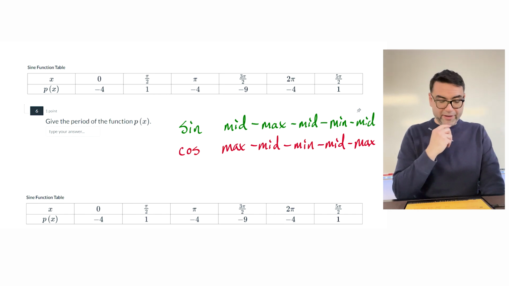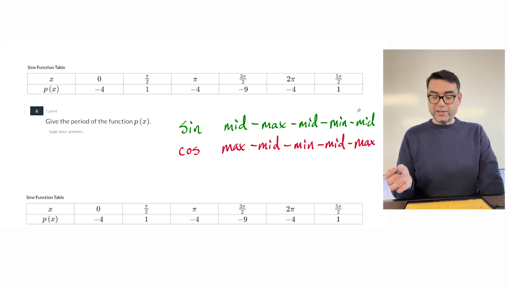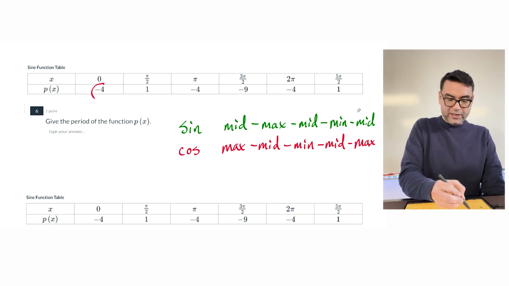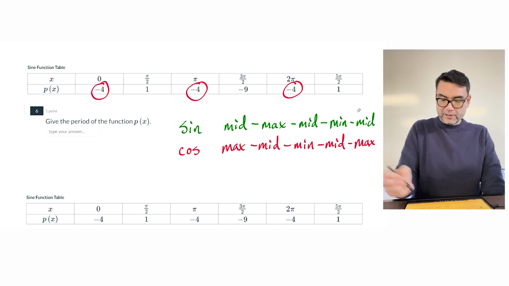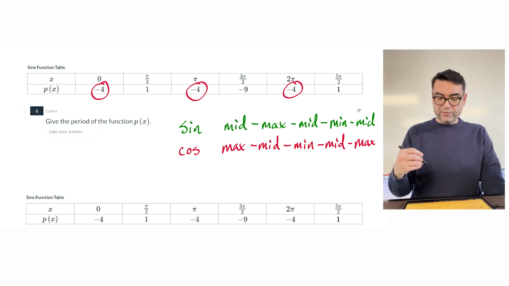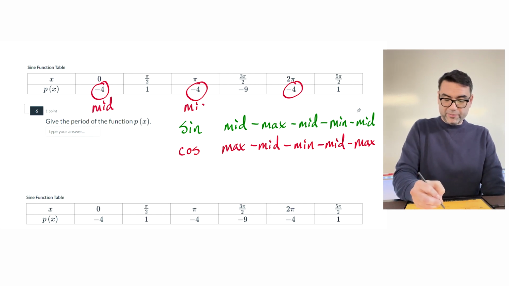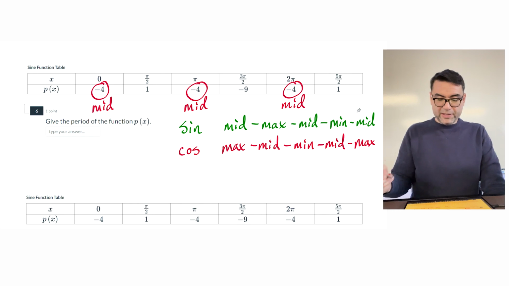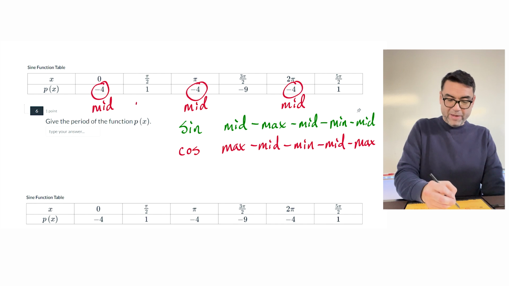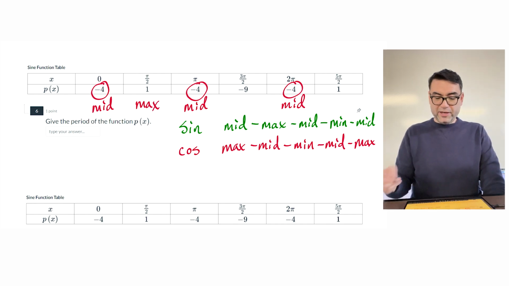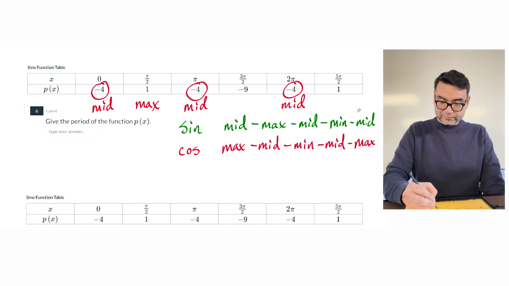So let's see what we have in p of x here. So p of x starts at -4, goes to 1, back to -4, down to -9, back to -4, and 1. So hopefully you recognize how these values relate to each other. So -4, as you can see here, is repeated quite often. So this is probably the mid. And obviously I'll address and prove that I know it is the mid, because in between the first two mids, we have 1, which is above -4. So that would be my max of the periodic function. And then it drops down to -9 between these two mids. So that would be my min.